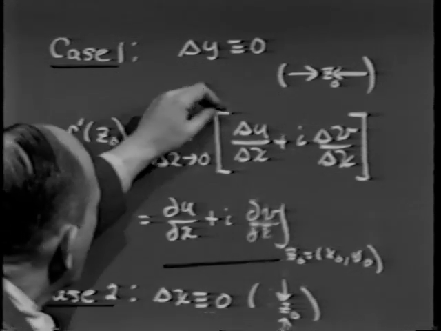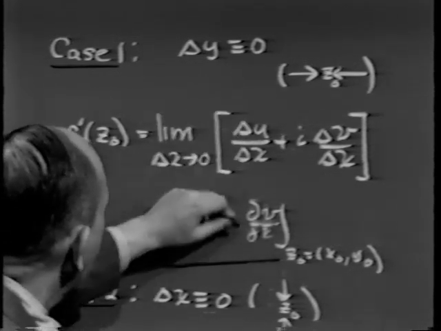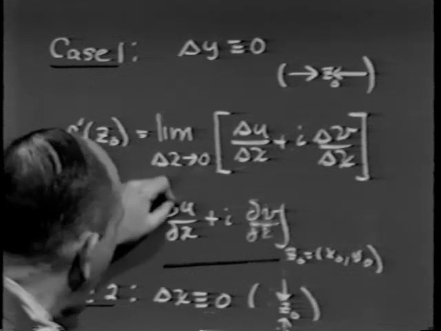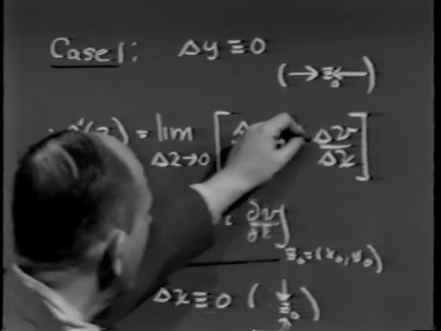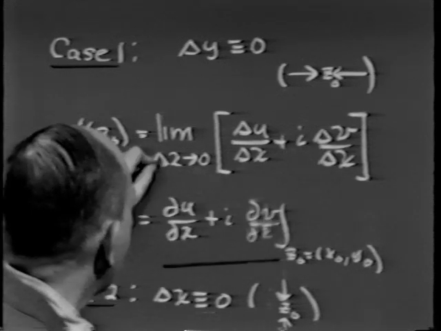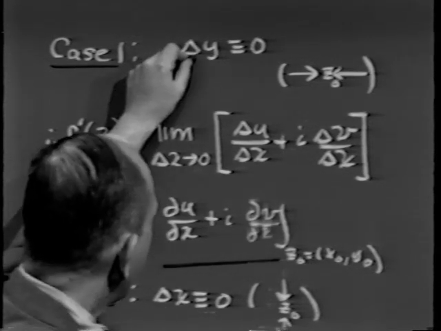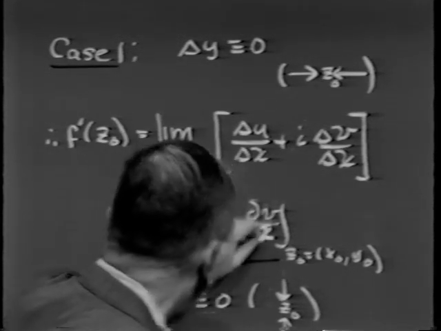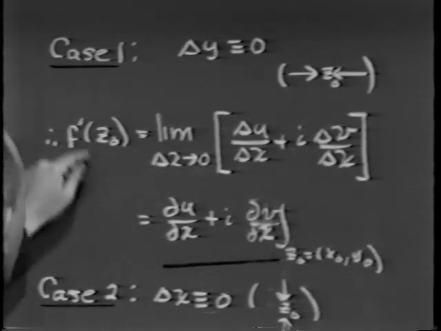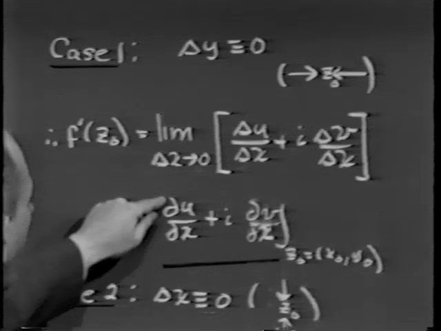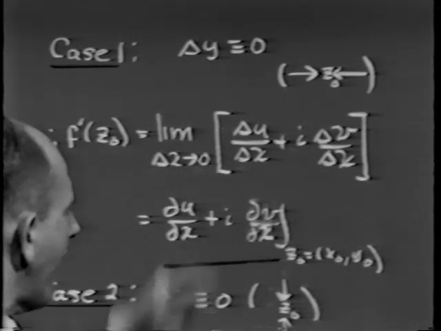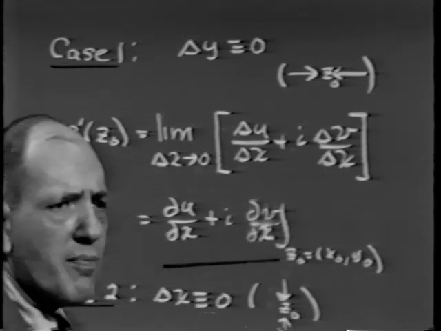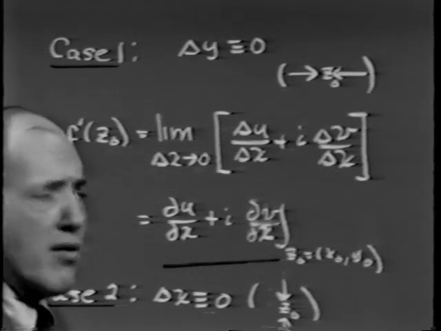I take the limits here, recalling that the limit of delta u over delta x as delta x approaches 0, holding y constant, is what I mean by the partial of u with respect to x. Similarly, the limit of delta v over delta x as delta x approaches 0 and y is constant is the partial of v with respect to x. Consequently, if f prime of z0 exists, it must be the partial of u with respect to x plus I times the partial of v with respect to x. I'm computing this at z0, which corresponds to the point x0, y0 in the xy plane.